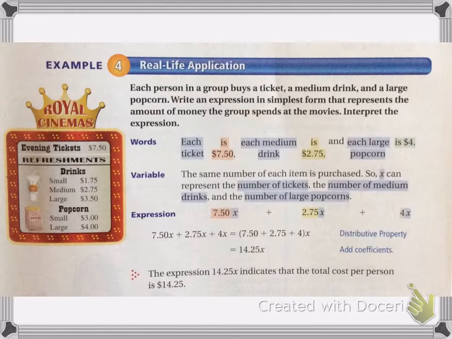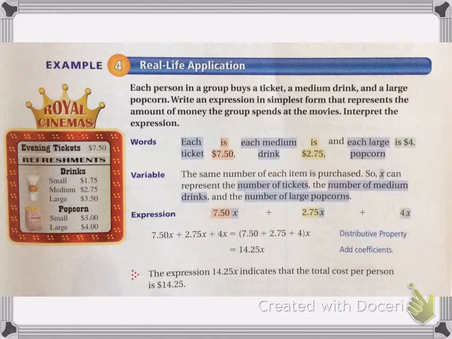Anyway, so the refreshments, we're looking at those prices. A small drink is $1.75. A medium drink is? Good. A large drink is $3.50. Now the popcorn, small is $3 and large is $4. Wow, that's a lot more expensive than the popcorn here.